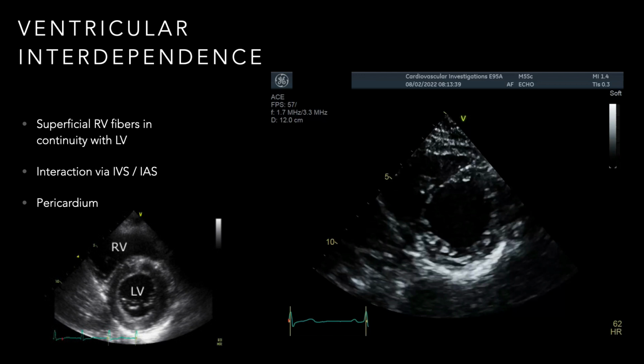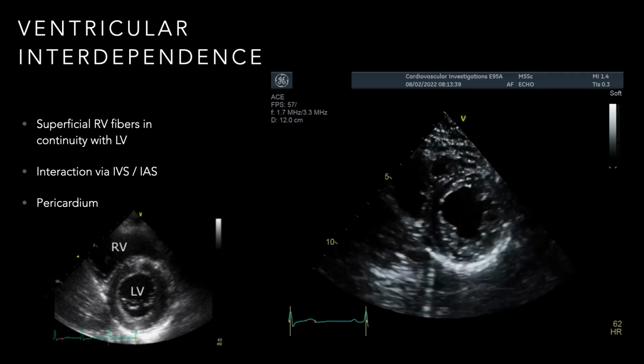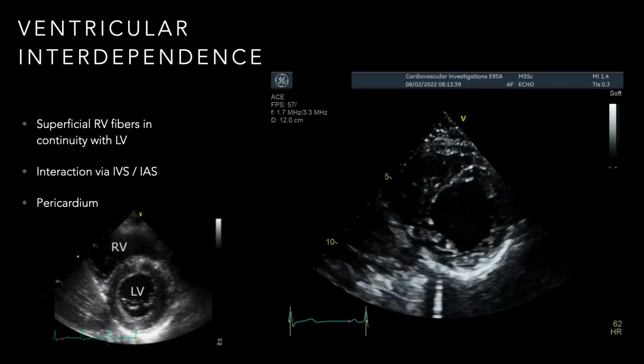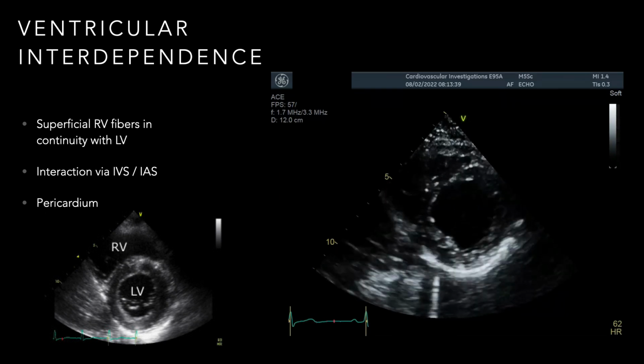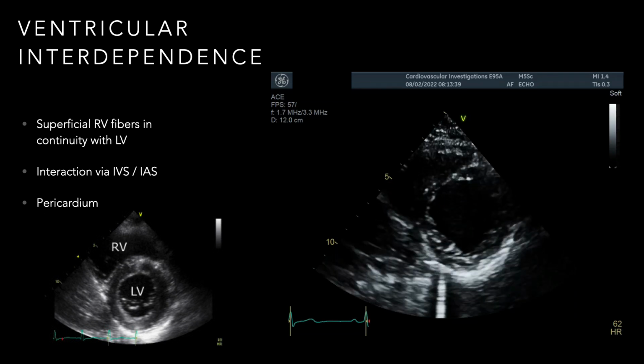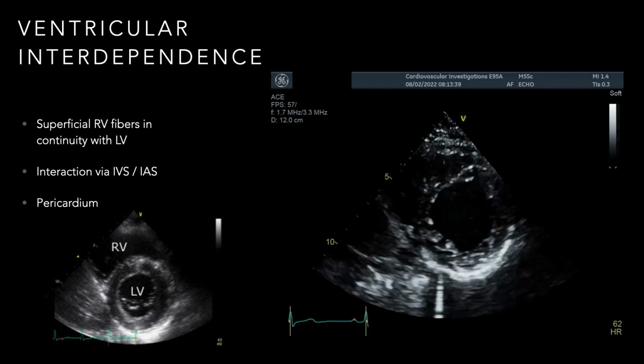So we'll start with the concept of ventricular interdependence. Ventricular interdependence refers to the concept that the size, shape and compliance of one ventricle may affect the size, shape and pressure volume relationship of the other ventricle. That occurs through direct mechanical interactions. The continuity between the muscle fibres of the RV and LV functionally binds the ventricles together, and together with the interventricular septum and the pericardium, this contributes to the concept of ventricular interdependence.